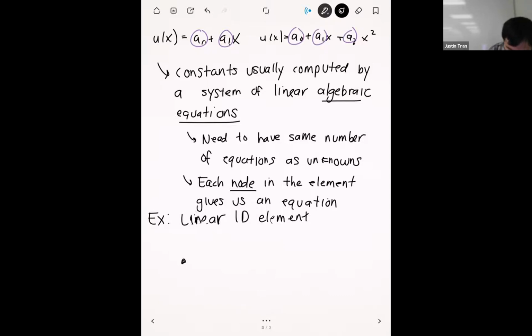And so for a linear 1D element, you can see that because we have two constants, we're going to have only two nodes to this element. Okay, and so we'll call this node 1, and we'll call this node 2. And so on this element, we're going to have our approximating polynomial. Okay, and it's going to have u of x is equal to a0 plus a1x. Right. And so we need two equations in order to solve for a0 and a1.